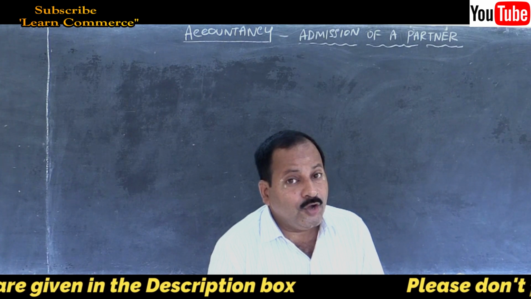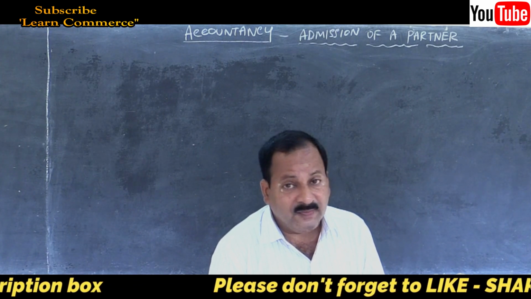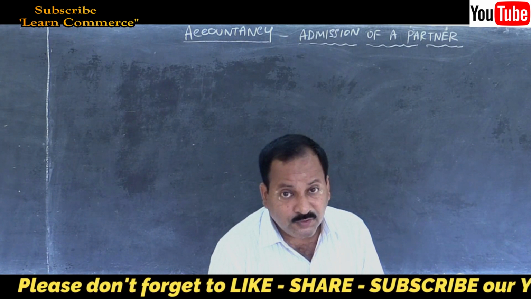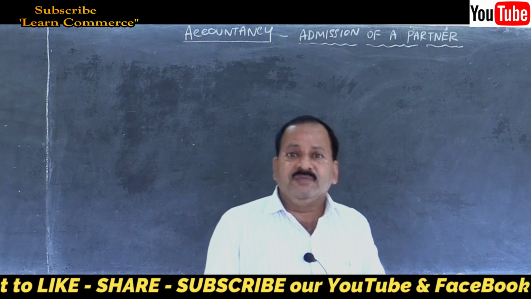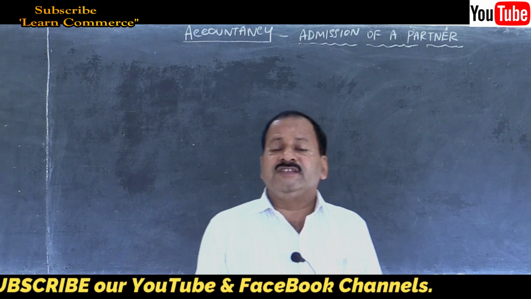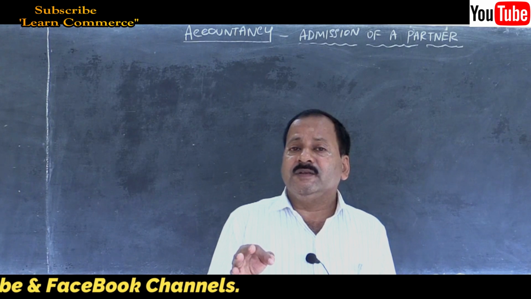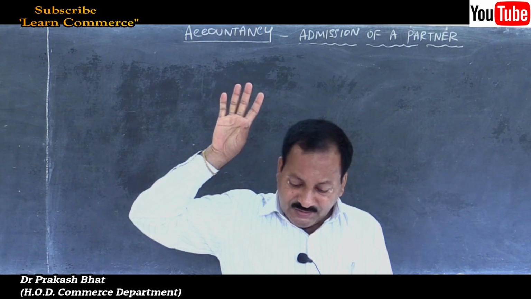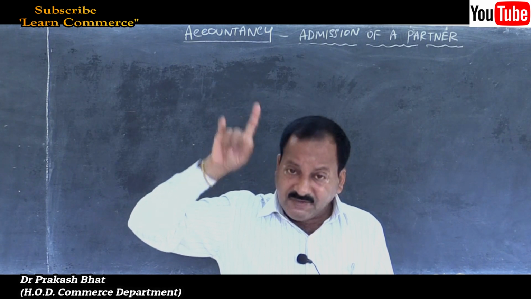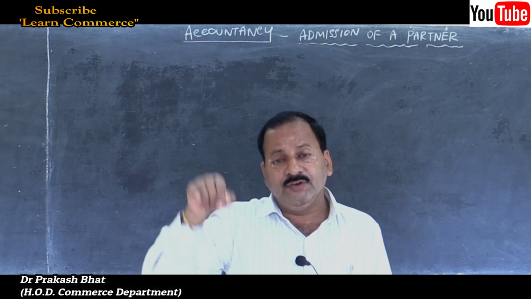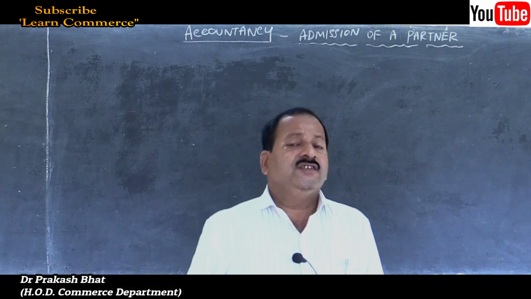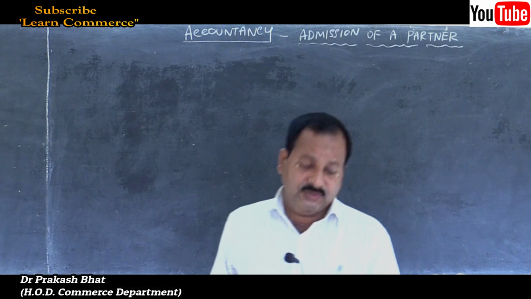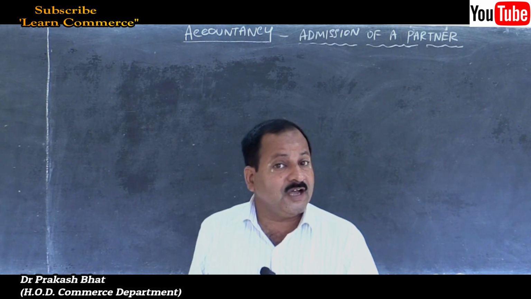The new ratio of all the partners is not given in the problem. So what do we have to do? We have to assume that the sacrifice ratio of the old partners will be the same as their old ratio. That is how much? 3:2. 3:2 itself is the old ratio and the sacrifice ratio also, because the new ratio of the partners is not given in the problem.